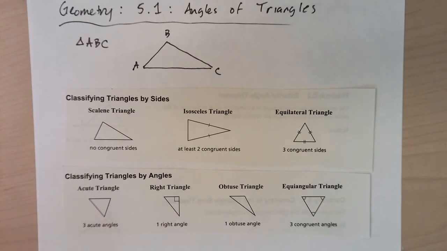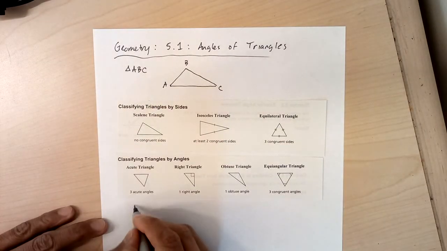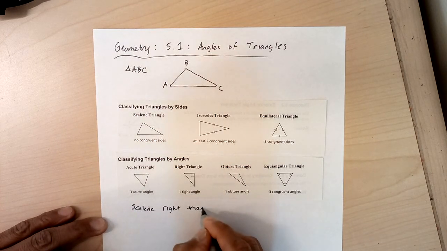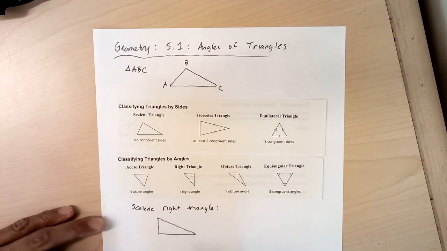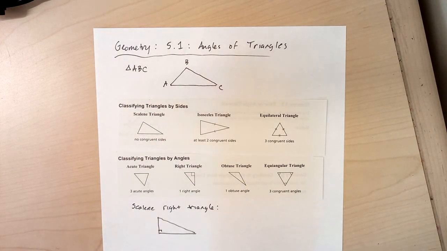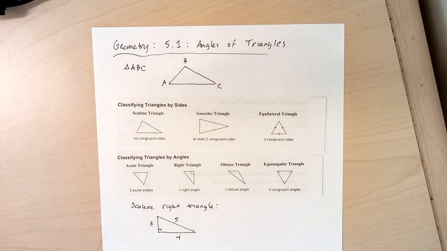You can name a triangle both by the sides and angles. For example, you could have a scalene right triangle. So for example, if this is my right triangle and I have an angle that's a right angle, if it's a scalene right triangle, all three sides would be of different length. For example, 3, 4, and then this would have to be 5. You'll understand why once we go over the Pythagorean theorem. But it's true that 3 squared plus 4 squared is equal to 5 squared.